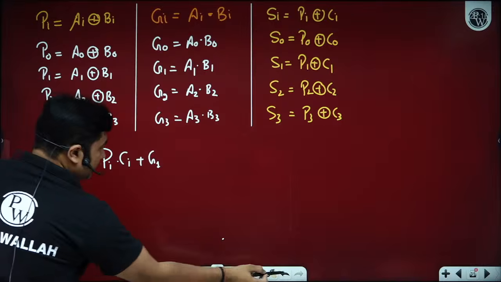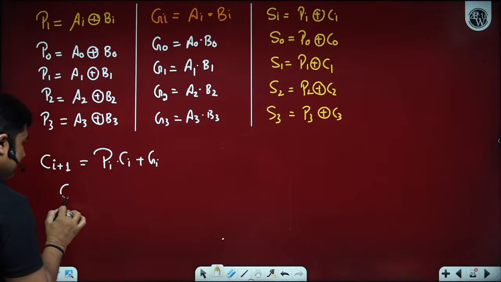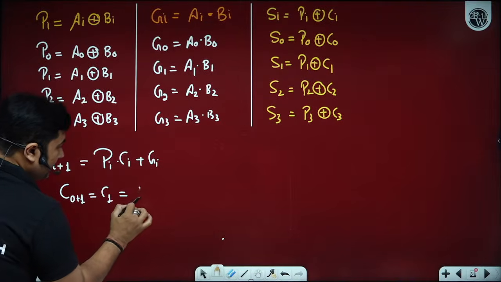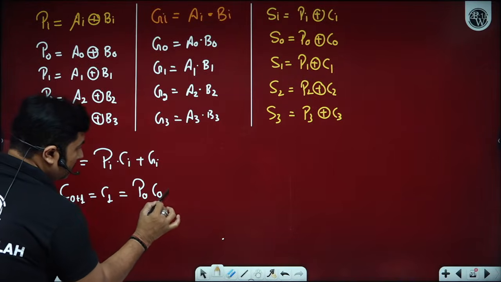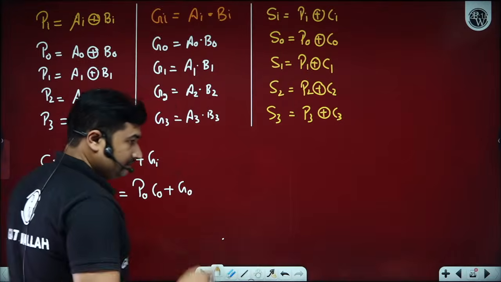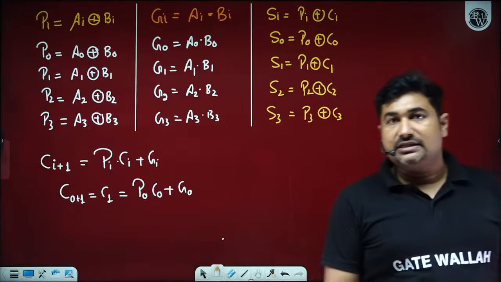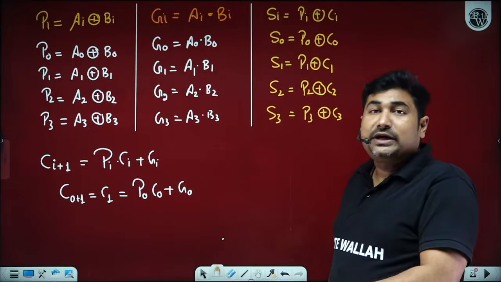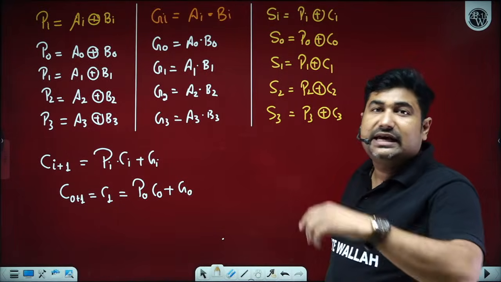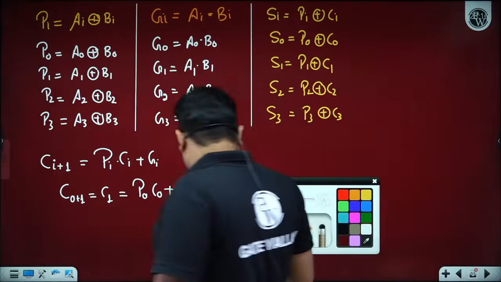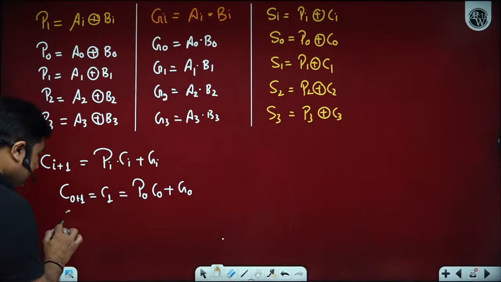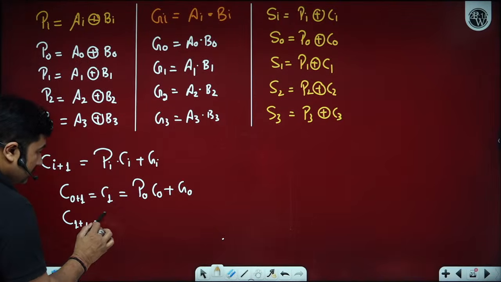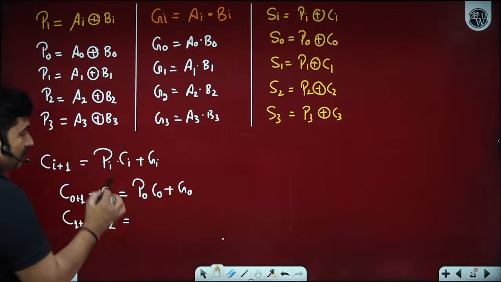So if I am interested to write carry C1, so carry C1 will become P0 C0 plus G0. Great. This expression shows us we can write the next carry C1 in terms of propagating term, generating term and initial carry. Can I write Ci plus 1, that is we have C2?